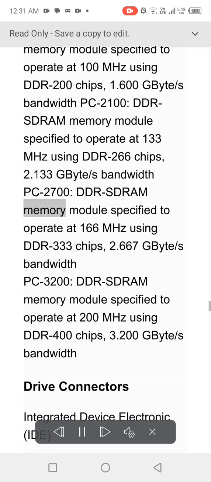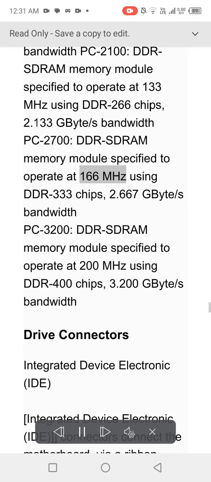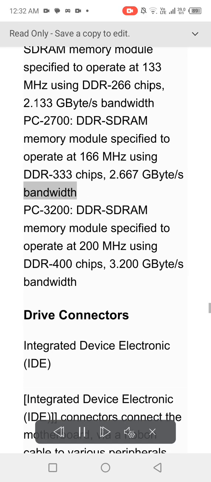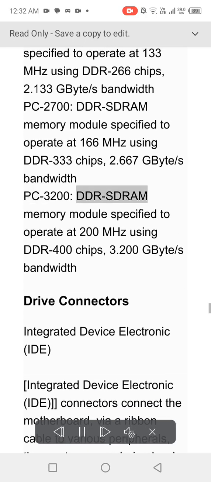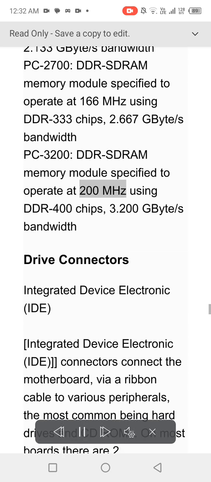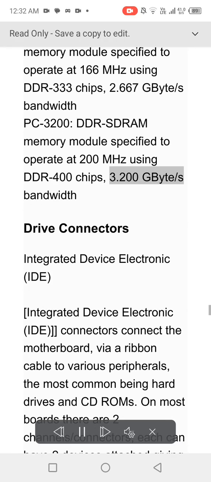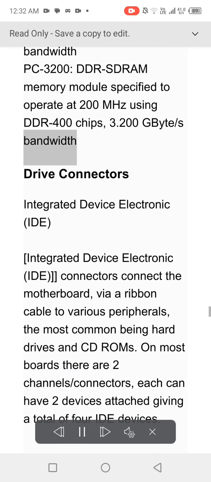PC2700: DDR DRAM memory modules specified to operate at 166 MHz using DDR333 chips, 2.667 GB per second bandwidth. PC3200: DDR DRAM memory modules specified to operate at 200 MHz using DDR400 chips, 3.200 GB per second bandwidth.